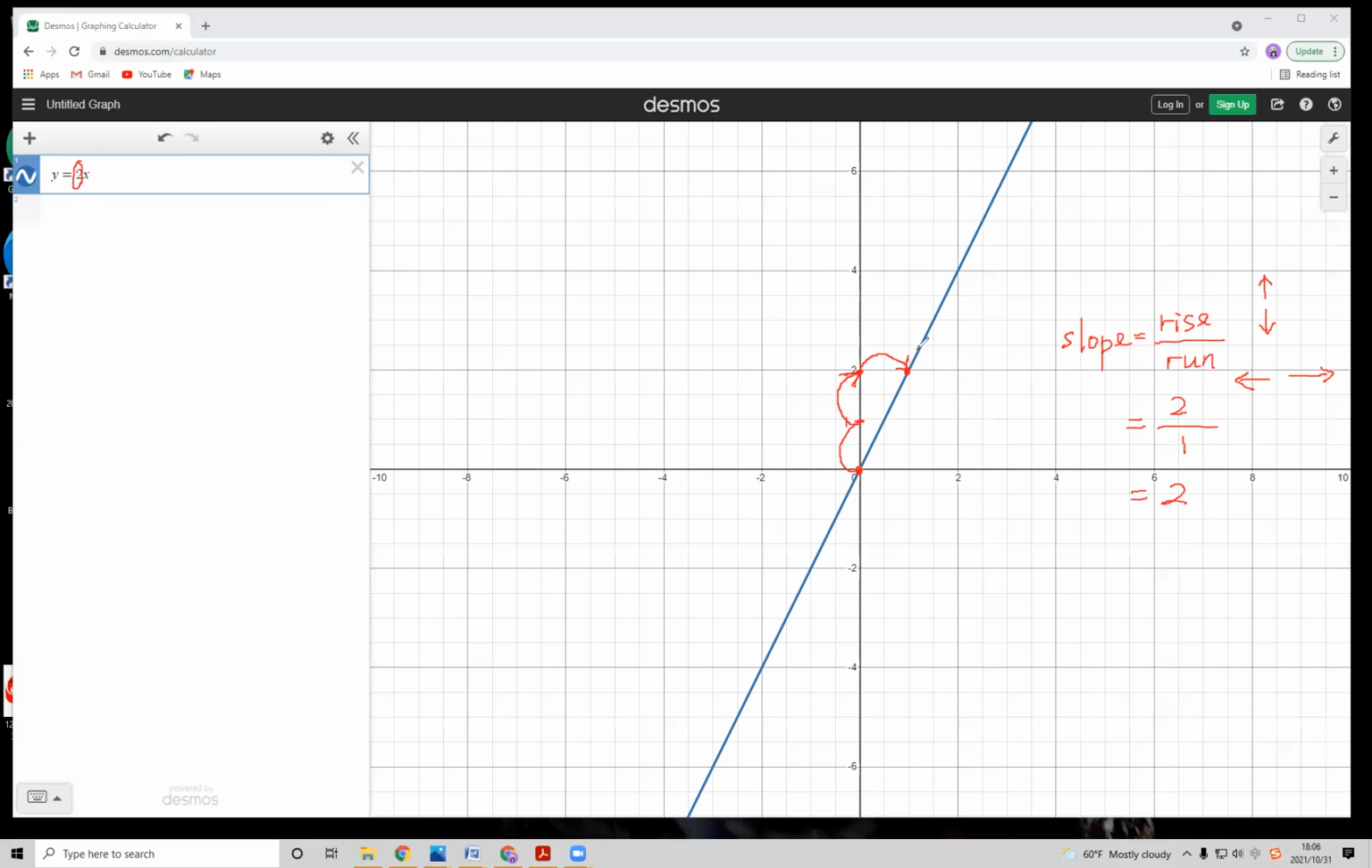All right, now let me demonstrate another way. Suppose I'm taking this point and this point over here. This time I'm also going to start from the lower point and move to the higher point. But I'm going to do the run first. So take a look. I run to the right 1 unit. Then I go up 2 units. So think about rise over run now.